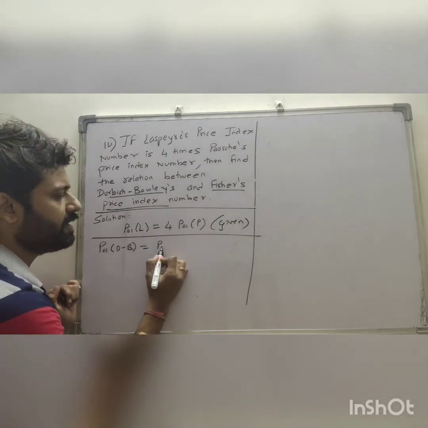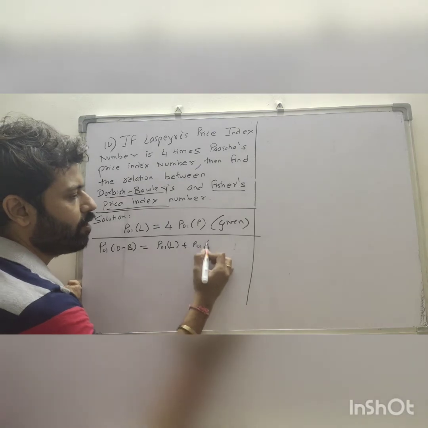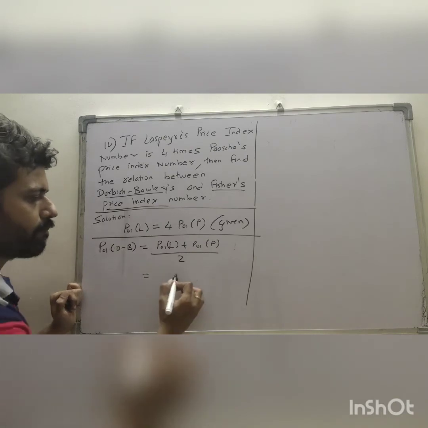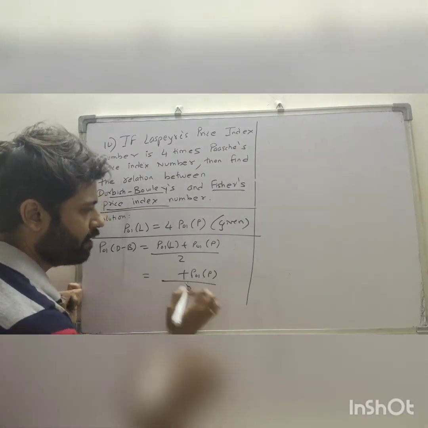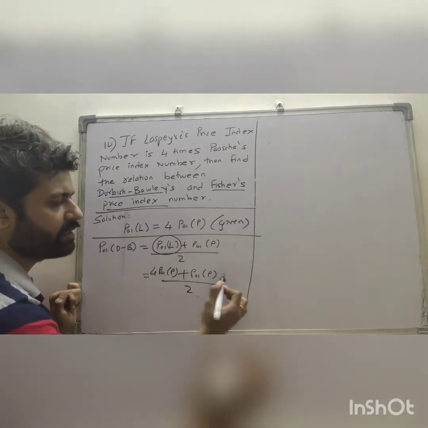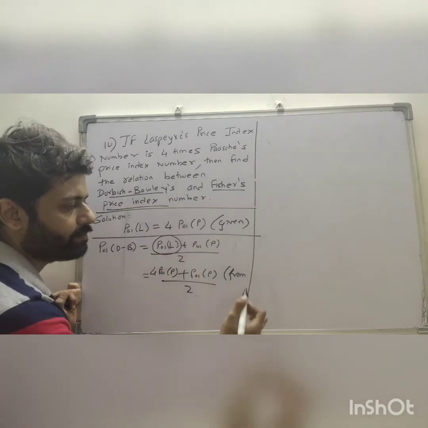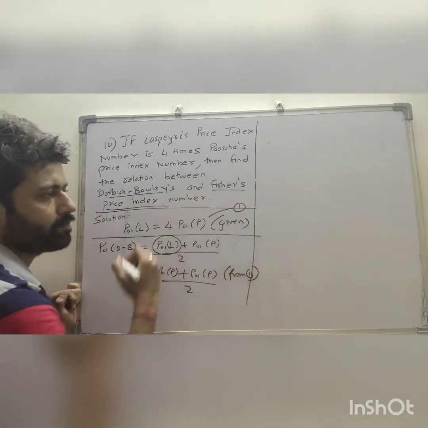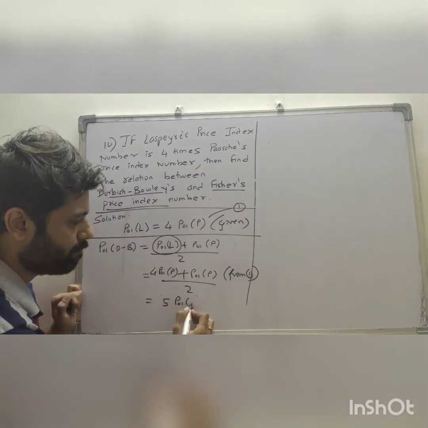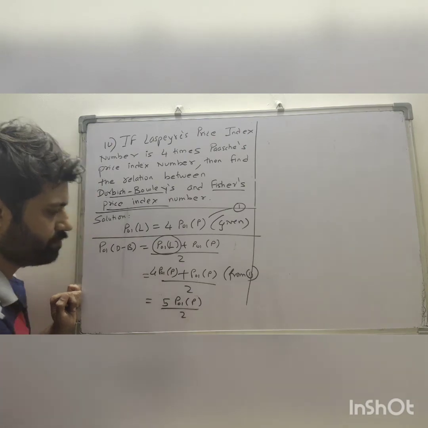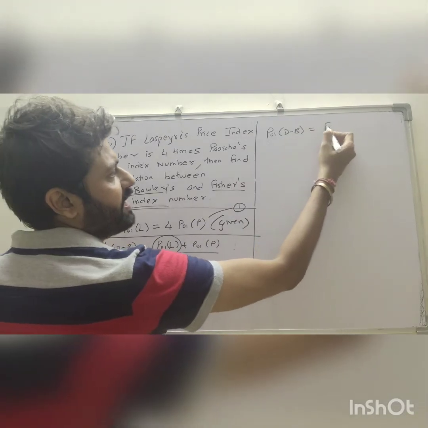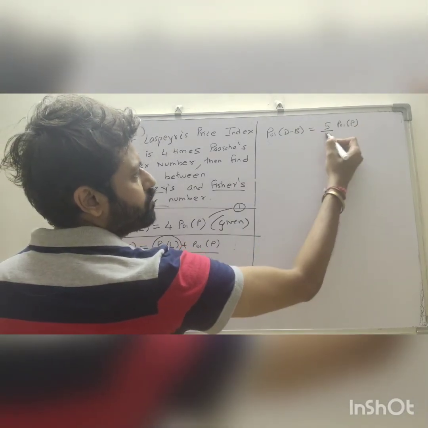Drobisch-Bowley formula, one must remember, is the arithmetic mean of Laspeyres and Paasche's. In place of Laspeyres, I can write 4 times Paasche's. If you want, you can write the reason from 1. 4 plus 1, I get 5 times Paasche's upon 2. Writing the same lines, 5 times Paasche's upon 2.